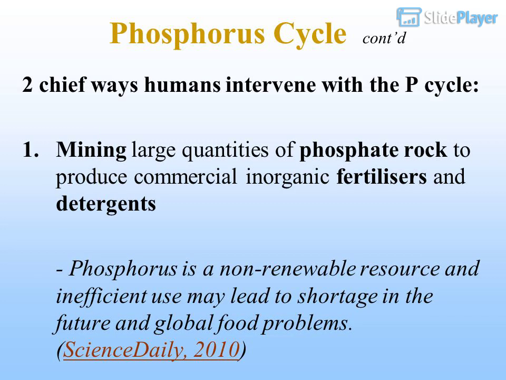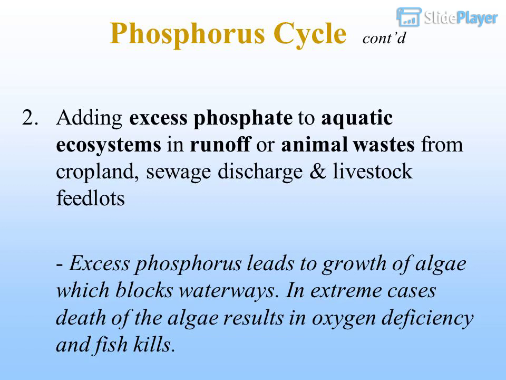Two chief ways humans intervene with the P cycle: 1. Mining large quantities of phosphate rock to produce commercial inorganic fertilizers and detergents. Phosphorus is a non-renewable resource and inefficient use may lead to shortage in the future and global food problems. Science Daily, 2010.